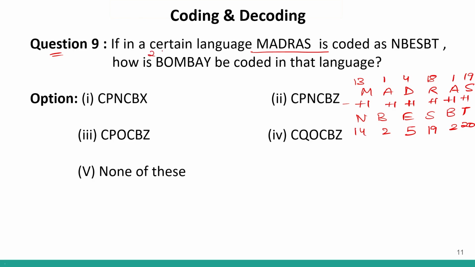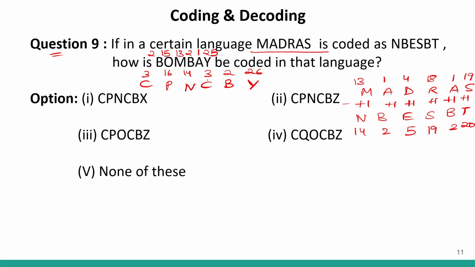Bombay, it is 2, 15. M is how much? M is 13. 2, 1, and 25. So if I move plus 1, I'll get 3, 16, 14, 3, 2, and 26. So 3 is C, correct? 2 is B. 16 is how much? 16 is P. 14 is how much? N. And 26 we have Y.